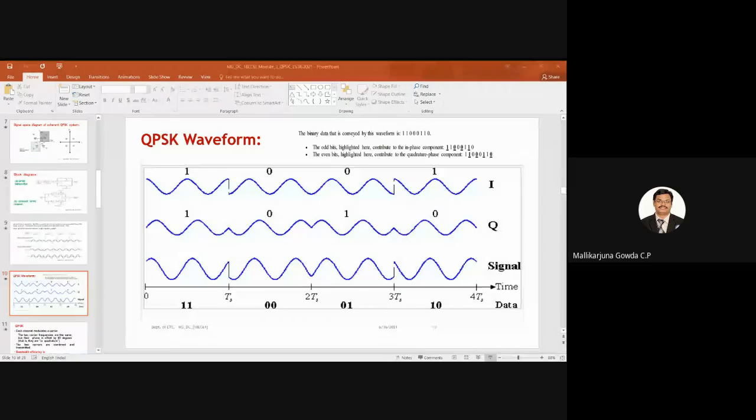Now I have taken a different data. Hope the data is visible. Is it visible? See, I am saying the binary data is what?